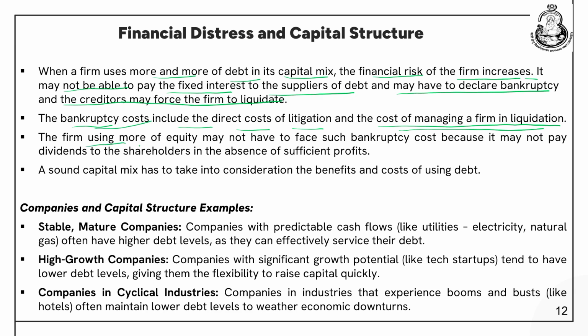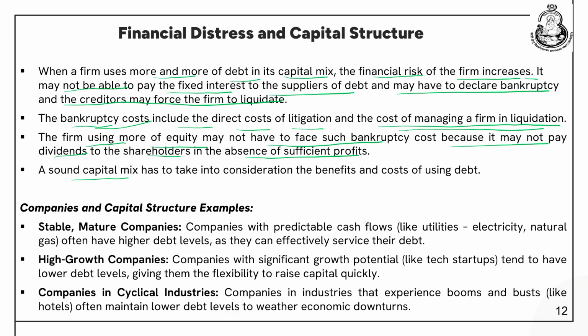A firm that is using more equity may not have to face such bankruptcy costs because it may not pay dividends to shareholders in the absence of sufficient profits. The equity shareholders provide a sort of stability to a company, because unlike the debentures or the bonds or the loans, the company is not legally obliged to make regular payment of dividends. If it has profits, it will pay dividends. If it is not making profits, it will not pay dividends. So, the company is not legally obliged, right. So, it provides a sort of stability to the company.